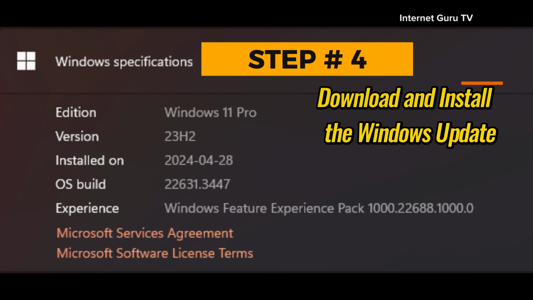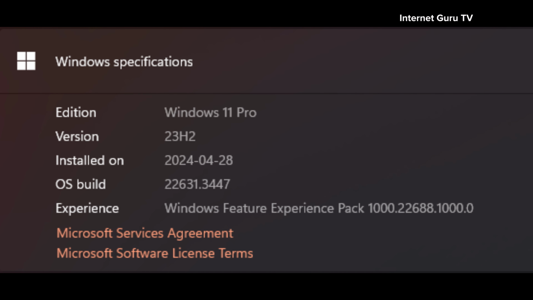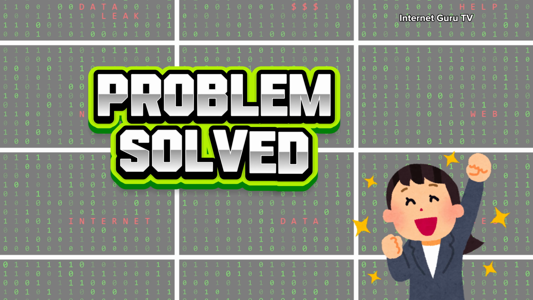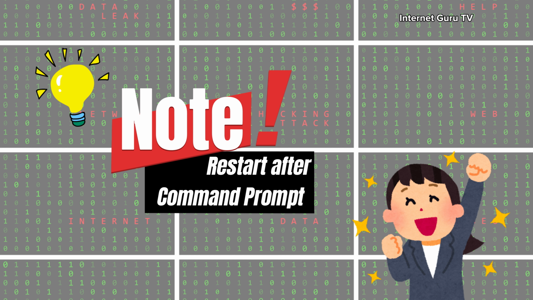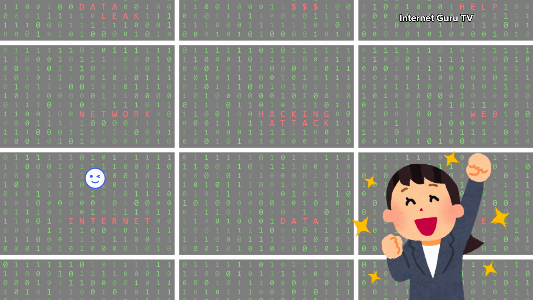Step 4. After restarting, please proceed to Windows Update and try to download and install the updates. The updates will have to restart your PC during the installation process. As you can see on the screen, we successfully installed the updates without any error. Problem solved. If the problem persists, try it several times and it will eventually install. Always remember to restart your PC after a successful command prompt.